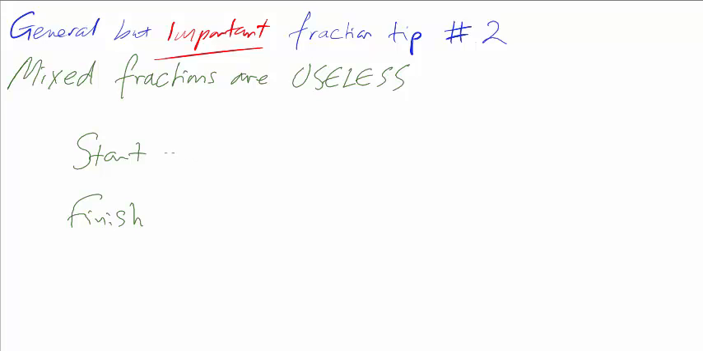But here's the first thing I want you to do. Convert it to a top-heavy one. So as soon as you see it in a question, immediately get rid of it. Turn it into a top-heavy fraction. So for example, if they give you that, turn that into 5/2.